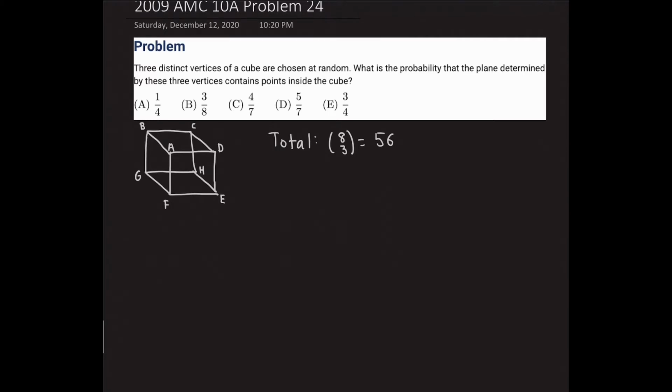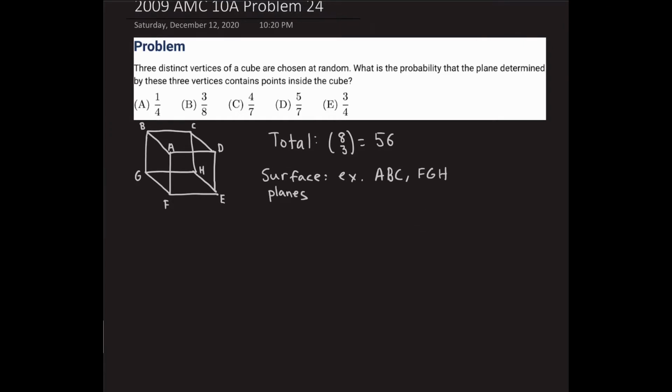Now looking at this question, there's really only 2 types of planes we can have, and that's what I'm going to call a surface plane. And what I mean by a surface plane, an example of it would be if we selected A, B, and C, or if we selected F, G, and H. And the reason I'm calling those surface planes is because they just kind of skim the surface of the cube.